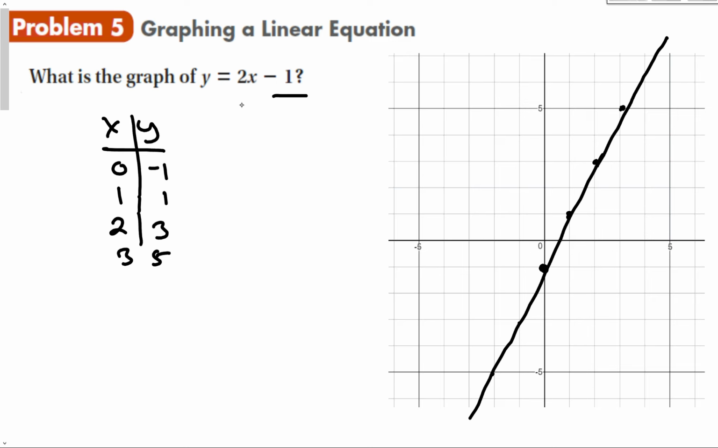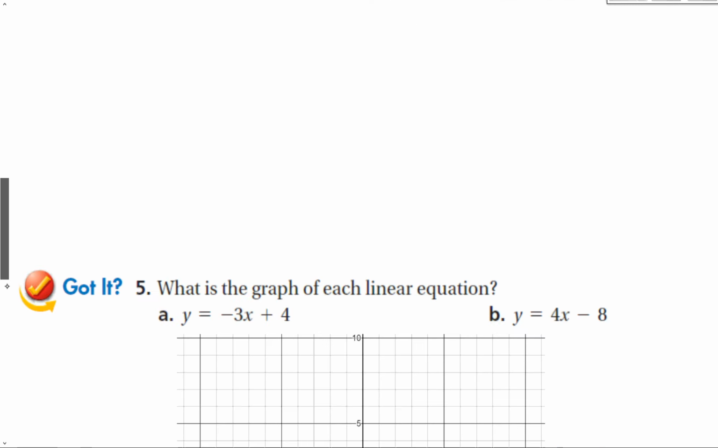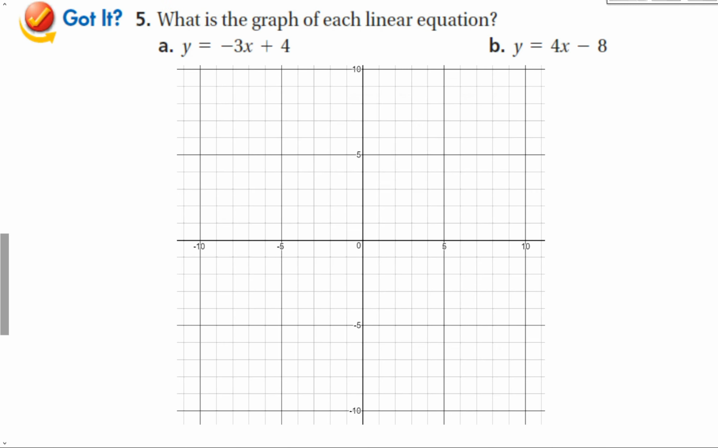Easiest way to graph: start at the intercept, use the slope to get the next couple points, and draw the line. So let's do both of these. y is equal to negative 3x plus 4. And let's not use a table. Let's just use the technique of intercept and then slope. So the intercept is 4. My slope is negative 3, which is negative 3 over 1. So that's down 3, right 1. Down 3, right 1. Down 3, right 1.